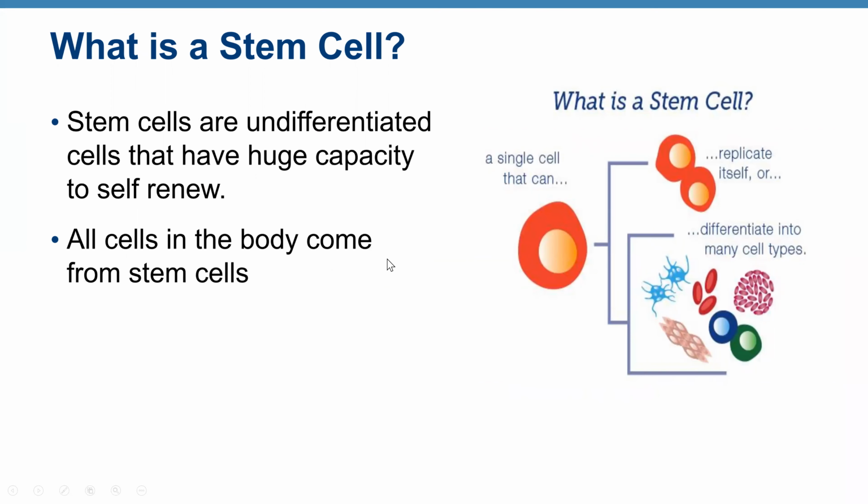What is a stem cell? Stem cells are undifferentiated cells that have huge capacity to self-renew. All cells in the body come from stem cells. So if you look at the diagram over here, here's a single cell that can replicate itself, or it can differentiate into many other cells, right? Like your blood cells, your bone cells, cartilage, skin, and so on. Actually, at the beginning, during embryonic development, all your cells come from stem cells.